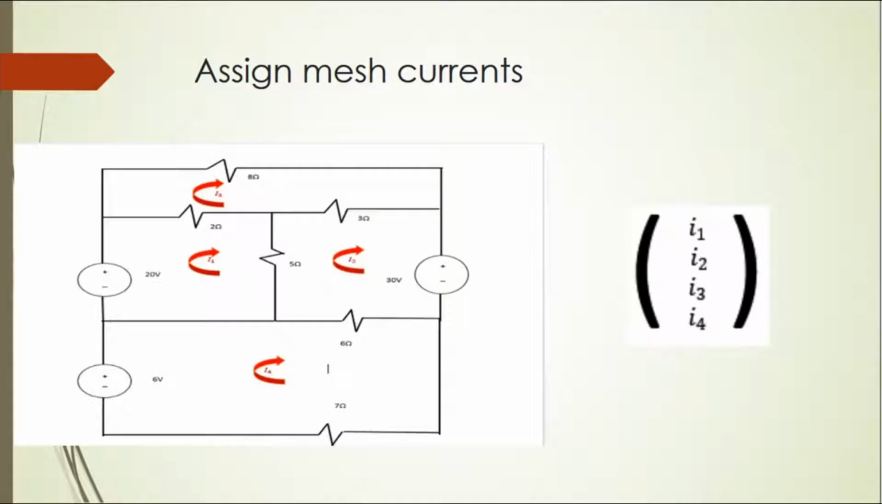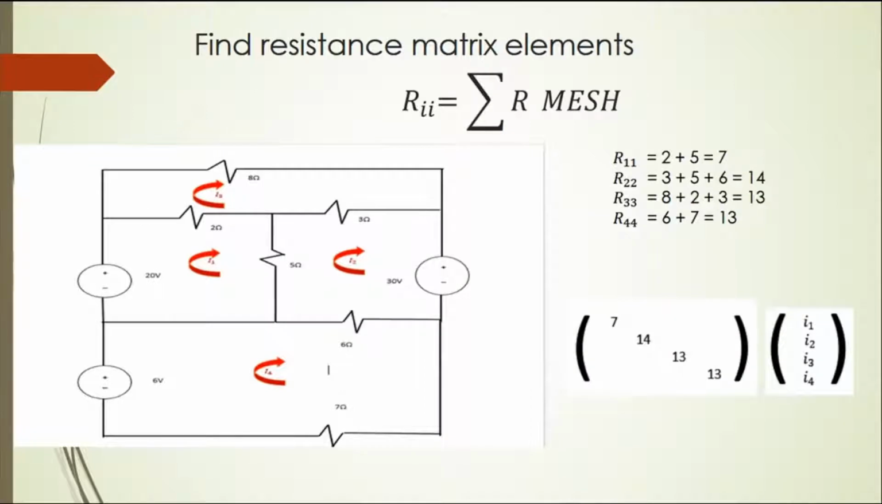Methodology. First step, assign mesh current. To assign the mesh current, we need to identify the available meshes. In this problem, there are 4 mesh currents that can be assigned: current 1 between 2 ohm and 5 ohm, current 2 between 3 ohm, 5 ohm and 6 ohm, current 3 between 8 ohm, 3 ohm and 2 ohm, and lastly current 4 between 6 and 7 ohm. Now, currents 1, 2, 3, 4 can be put inside a 4 times 1 matrix.